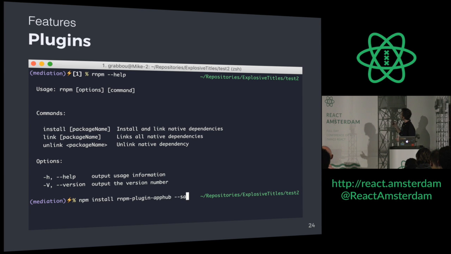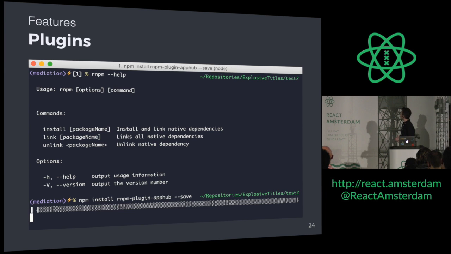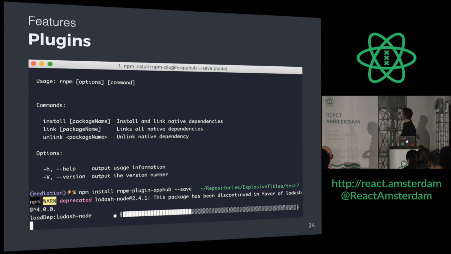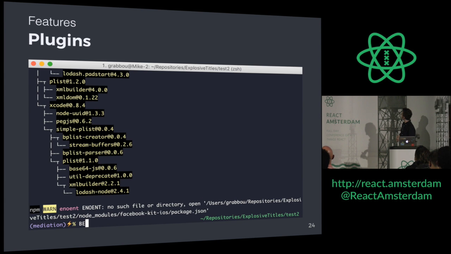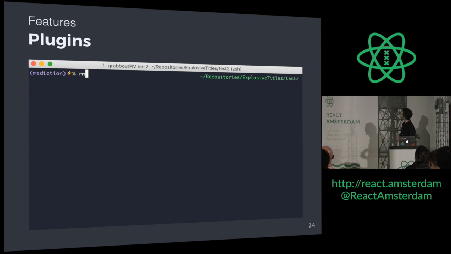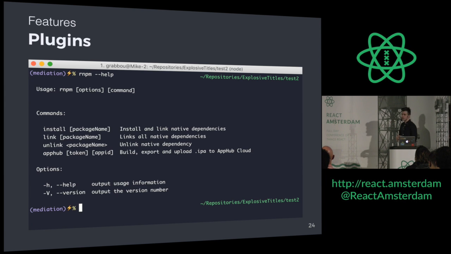And now say, in my project, I'm doing some over-the-air updates using AppHook. So I'm just going to install a plugin from npm, which is RNPM plugin AppHook, and I'm going to save it to my package dependencies so that this plugin is available in my package. And by the way, once it's finished, we can just run RNPM help again to see the list of commands that we will get. Okay, and we get the AppHook and the description, so we have now just installed an extension from npm, so we can adjust RNPM to your needs.